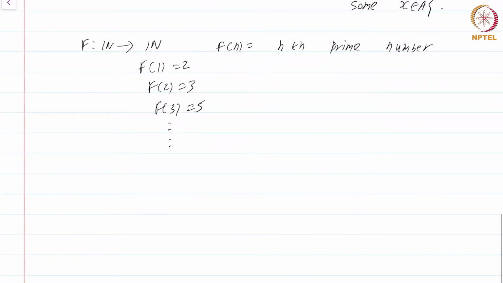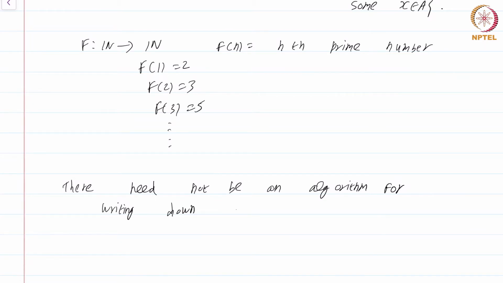Okay, functions need not be algorithmic also. There need not be an algorithm for writing down a function. There is no necessity that when you describe the function, you need to give an algorithm. There is no necessity for that.